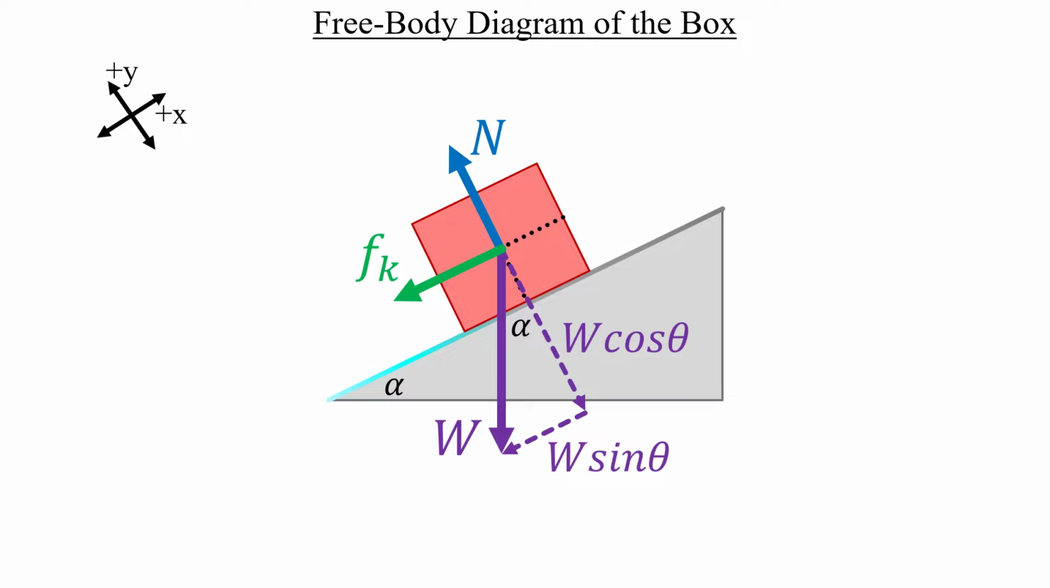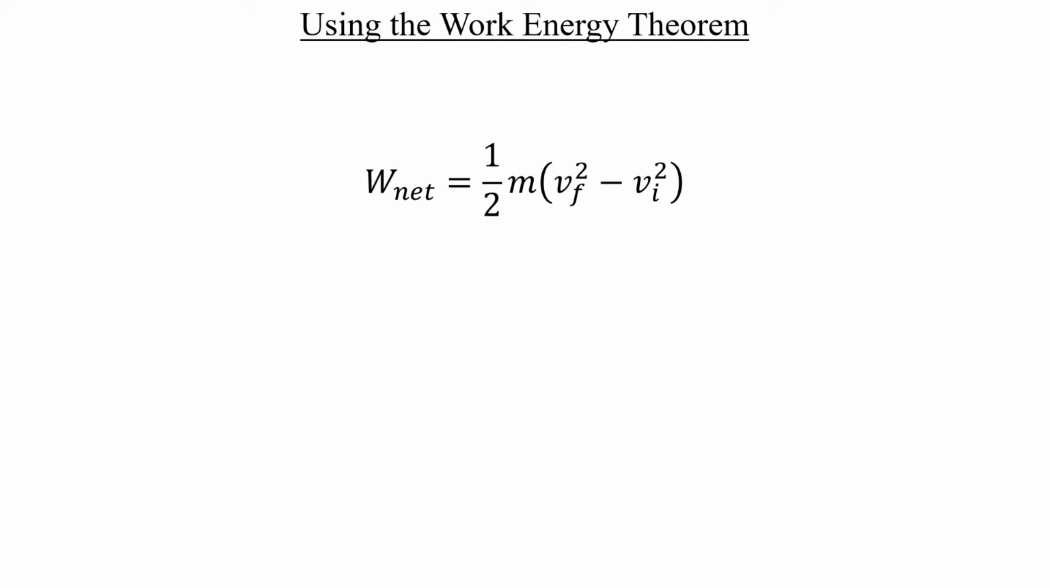The next order of business is determining how we can use the work-energy theorem to solve the problem. When the box comes to a halt, the final velocity will, of course, be zero. That means that the net work done on the box will be equal to this negative quantity. But what is the net work done on the box?